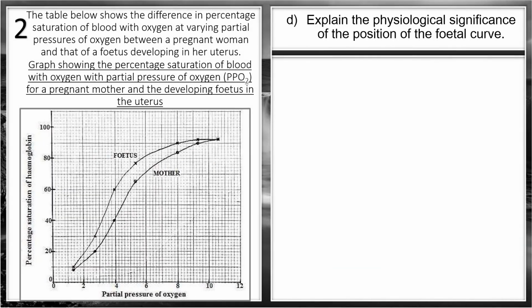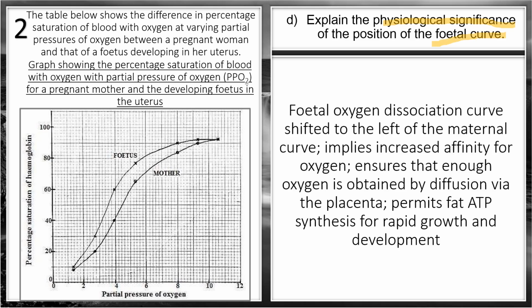Part D, explain the physiological significance of the position of the fetal curve. The fetal oxygen dissociation curve shifts to the left of the maternal curve, implying increased affinity for oxygen, ensuring that enough oxygen is obtained by diffusion via the placenta, and permitting fast ATP synthesis and rapid growth and development.